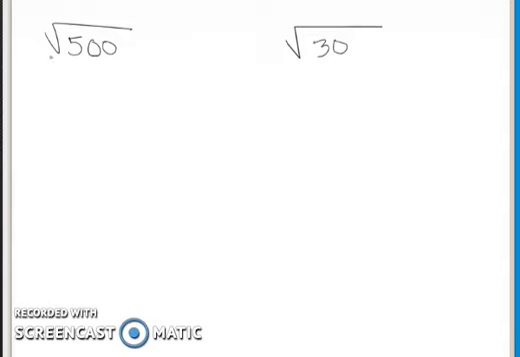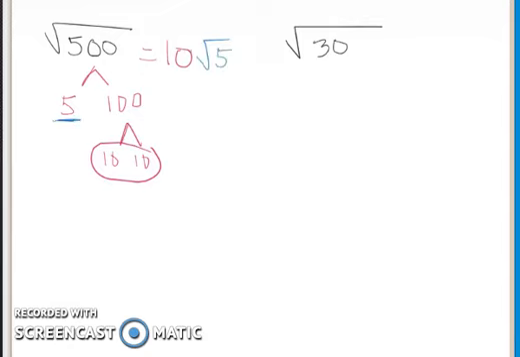Alright, we got two: rad 500 and rad 30. Okay, let's start with this one. Rad 500, well, the easiest way to break this down, I think, is just to do 5 times 100. And see if you can find any perfect squares that you know. Well, 100 happens to be a perfect square. So I got 10 and 10. That means I get to pull 10 outside. What am I left with, though? What does not get to partner up with somebody and leave? The 5. So the 5 has to stay behind in the rad, and we are left with 10 rad 5.